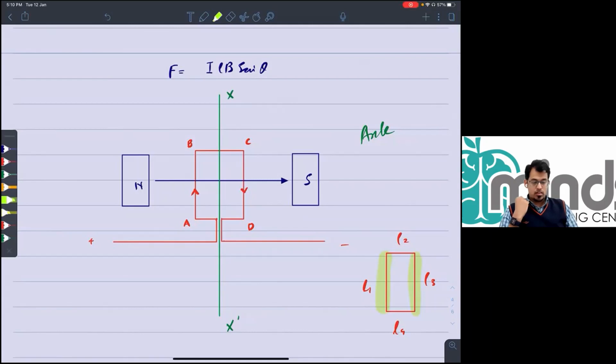Into the board. Into the board. Why into the board? Because field is from north to south. Current in AB is upward. So technically speaking, I need to put my right hand like this. Field is left to right, current is upward. So push of the palm is into the board. If force on side AB is into the board, then what about force on side CD? Out of the board.